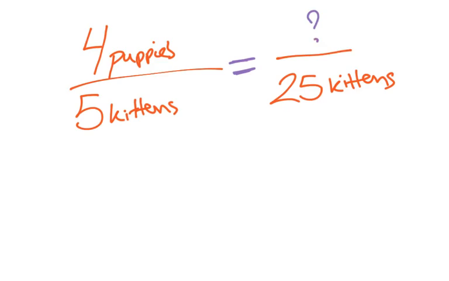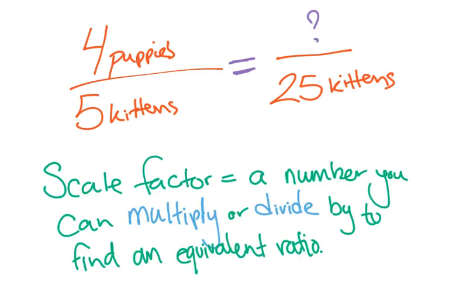The way that we solve a proportion is we look for something called a scale factor. A scale factor is a number that you can use to multiply or divide the ratio that you have in order to find the missing piece of your equivalent ratio. For example, I might look for a scale factor between 5 and 25.